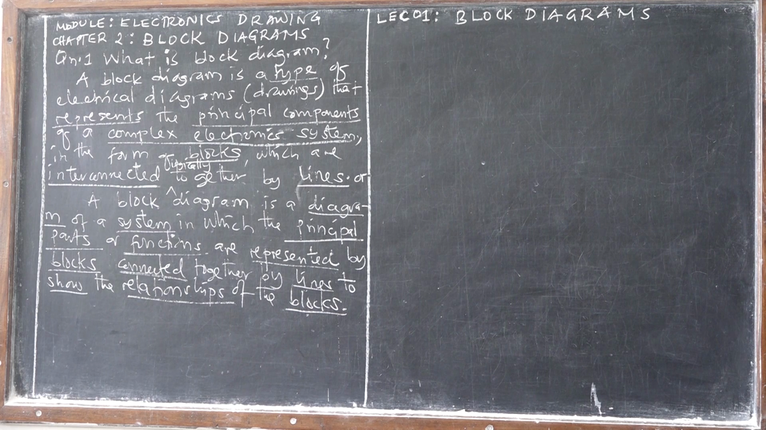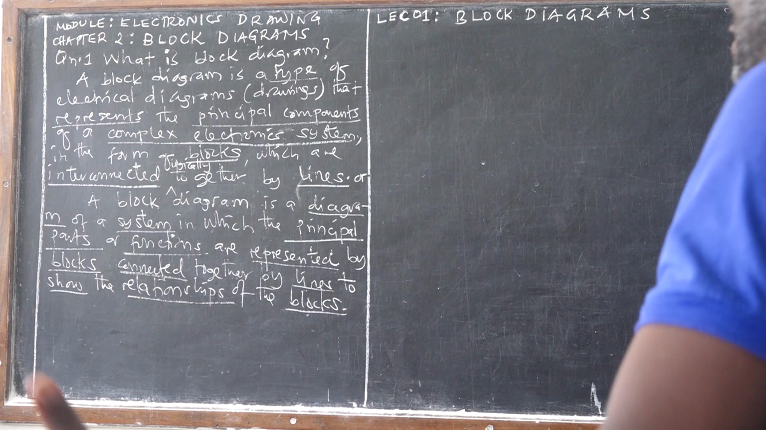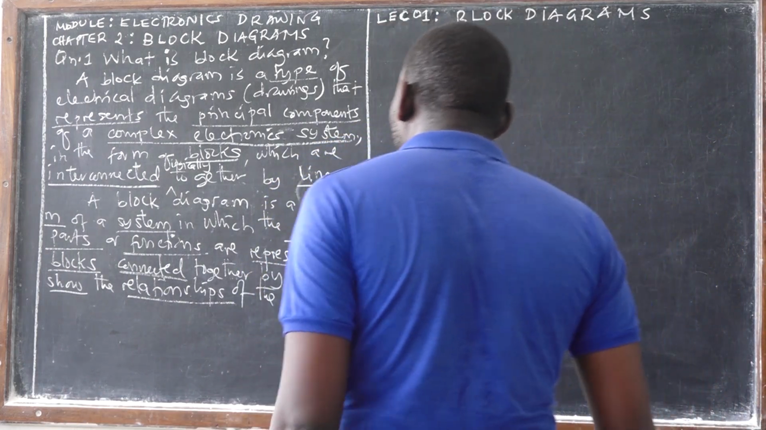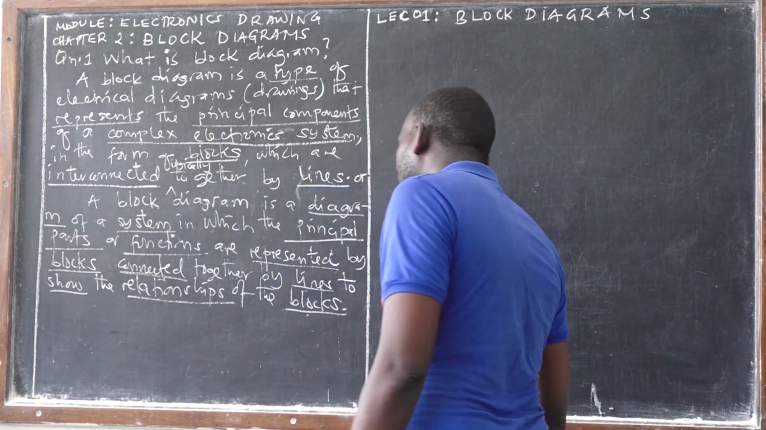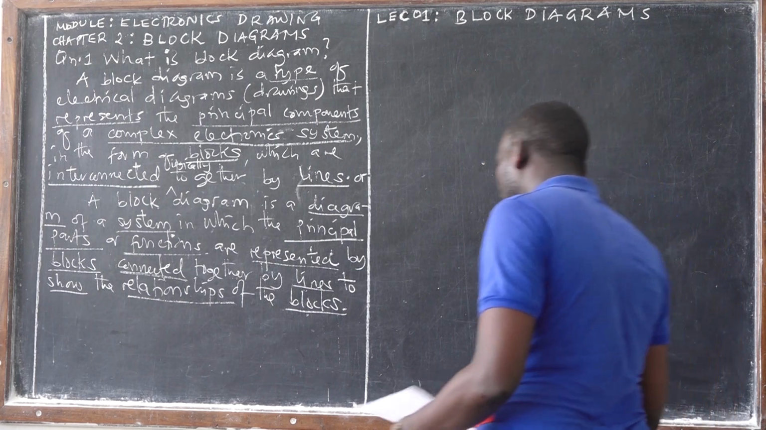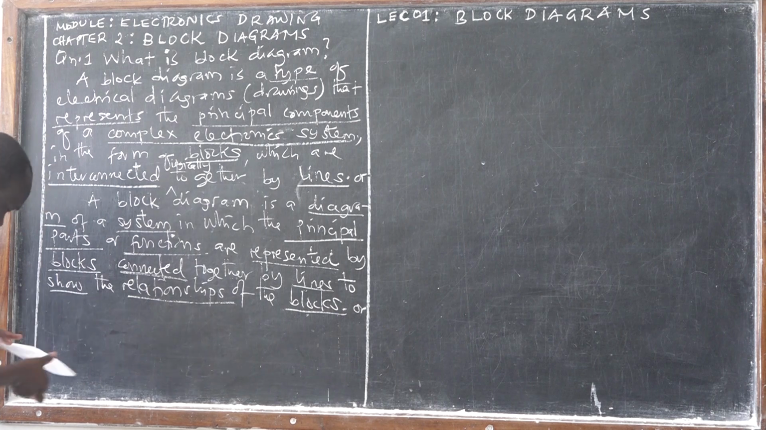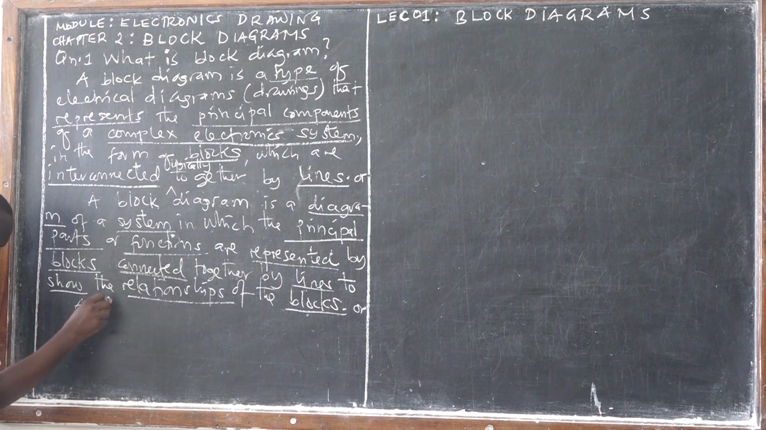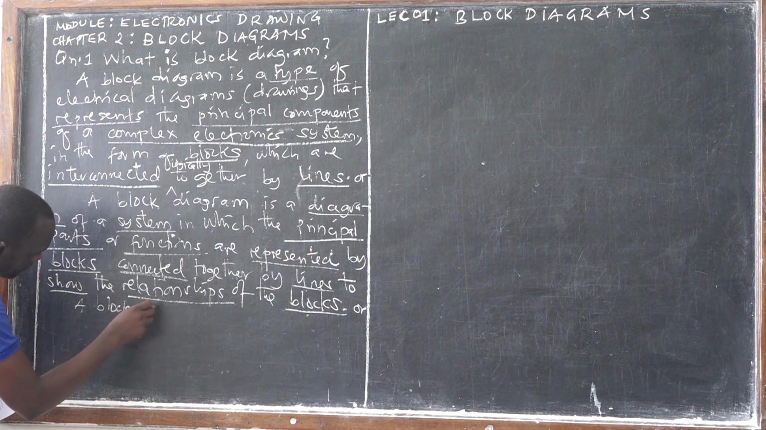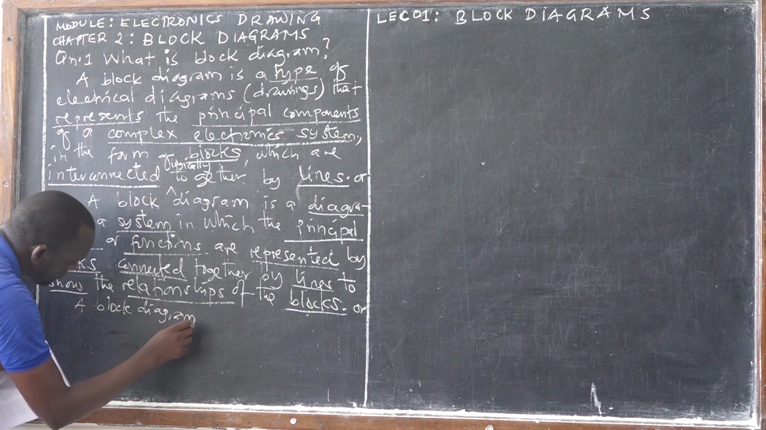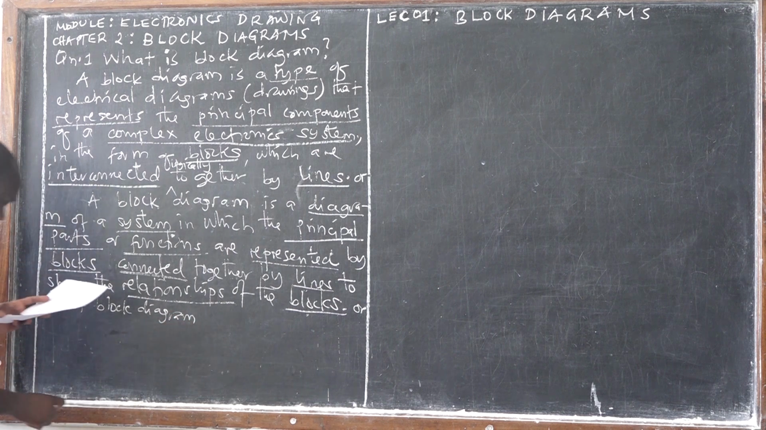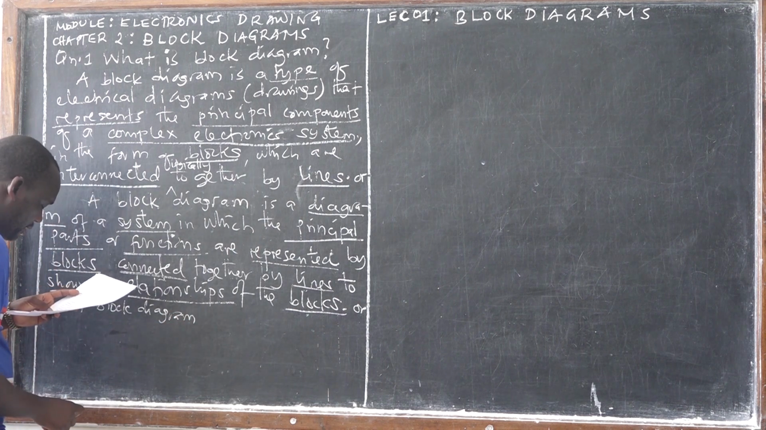Again? A block diagram. Loudly, please. 1, 2, 3. Read it loudly. A block diagram is a diagram of a system in which the principal parts or functions are represented by blocks connected together by lines to show the relationship of the blocks. Did you understand?